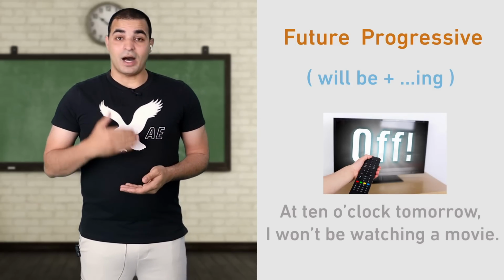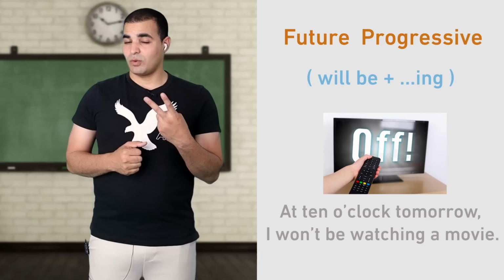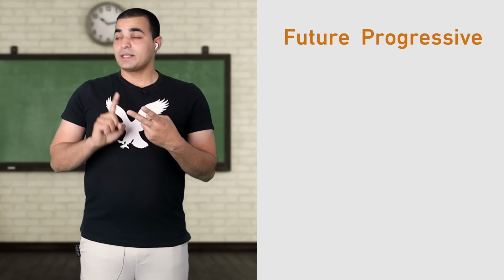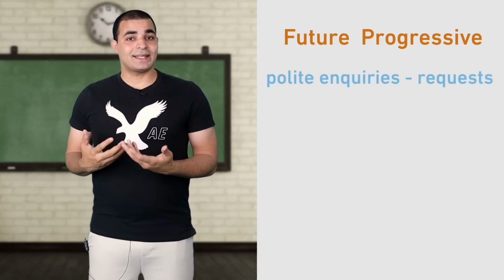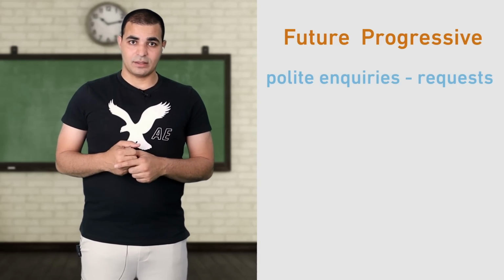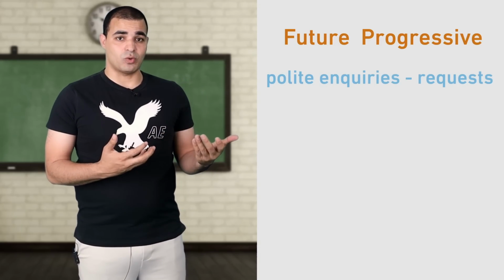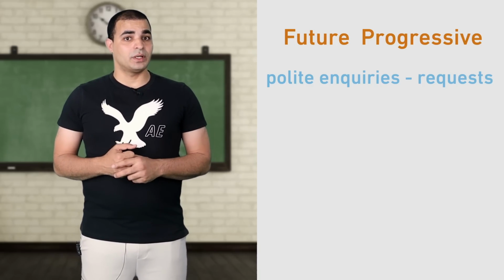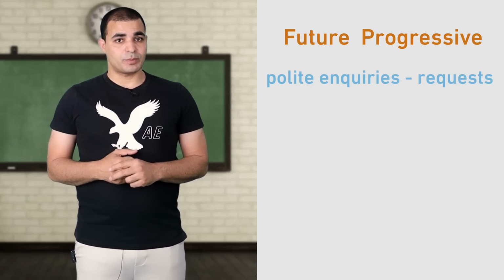If you remember, I told you there were two scenarios where you're most likely to use the future progressive. What is the second one? Second scenario is for polite inquiries or requests. By the way, you can use inquiries or enquiries. If you want to politely request or ask someone to do something, use the future progressive.